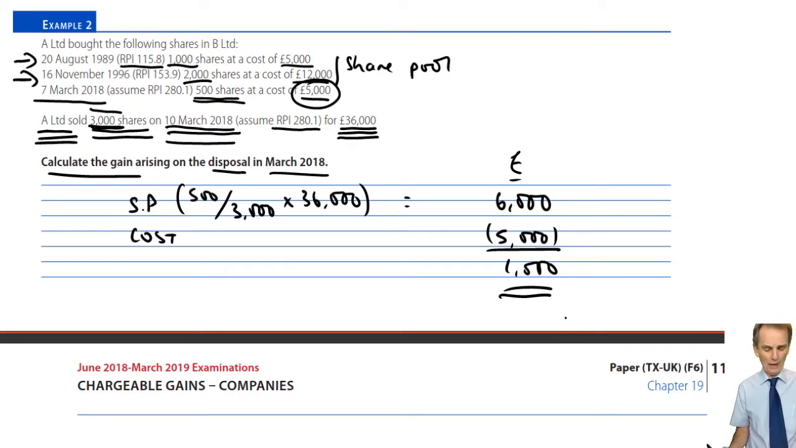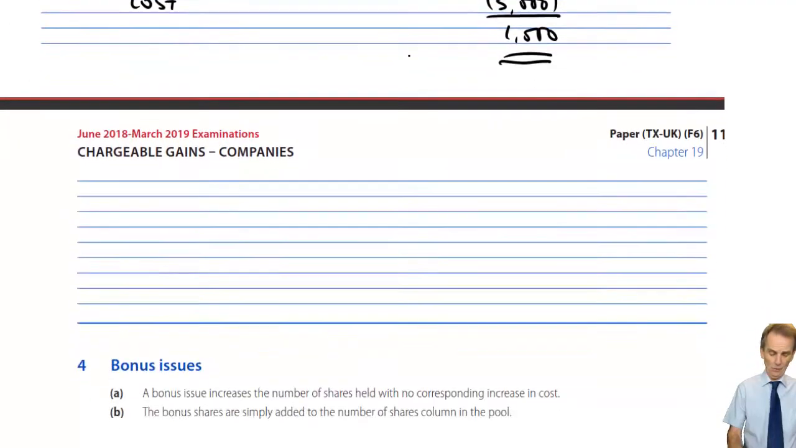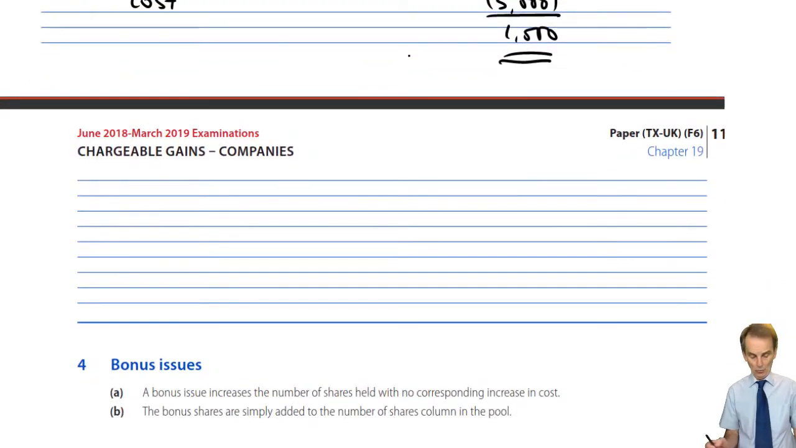We know which two acquisitions, 20th of August 89 and 16th of November 96, those two are destined for the share pool. How many are there? 1,000, 2,000, so 3,000 shares in total. 2,500 of those 3,000 shares are now being sold. So that demands, therefore, that we now put together our share pool.